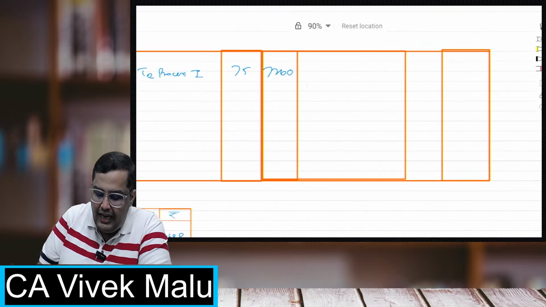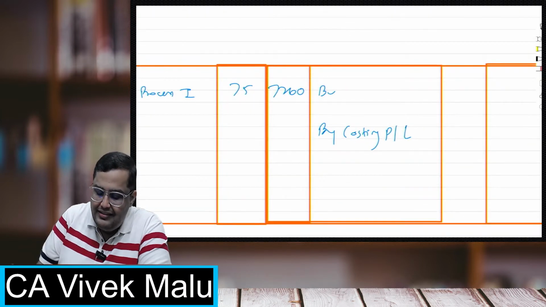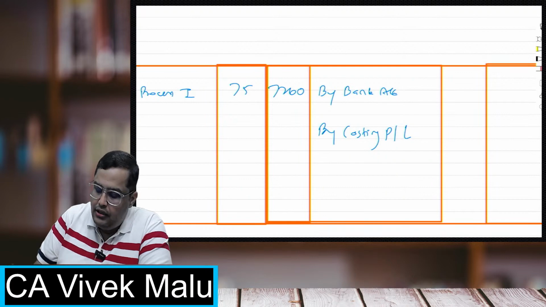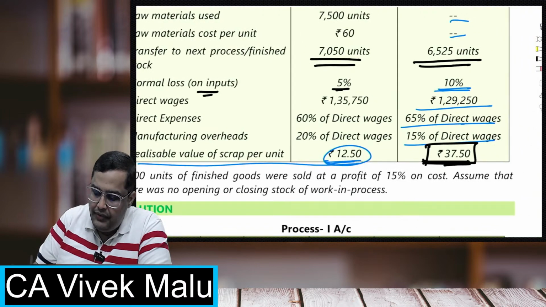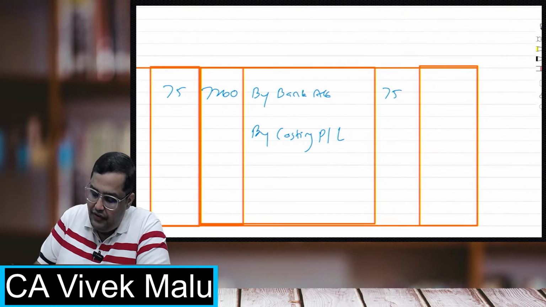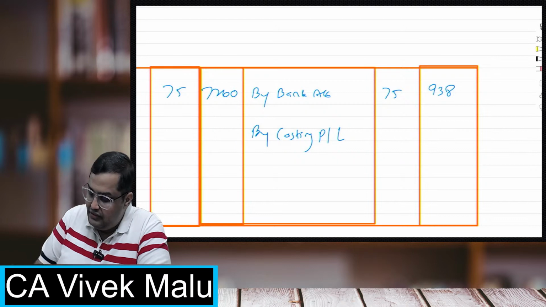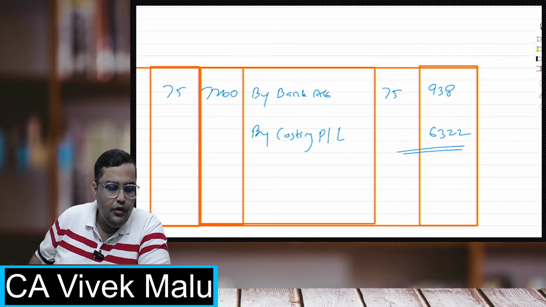But what will happen is when I have to transfer to costing P&L, I'll not transfer the entire thing. Why not? Because I'll sell also by bank account, or if I'm making a non-integrated system, I'll make the by cost ledger control account, right? This 75 quantity I'll sell in the scrap at the rate of 12.5. So 75 into 12.5, that is coming 937.5. Let's say 938. I'll subtract this and I'll get 6322 only to be transferred to costing P&L. This is what we are trying to say.